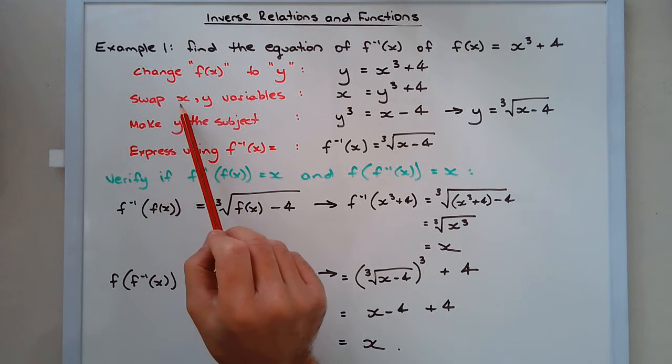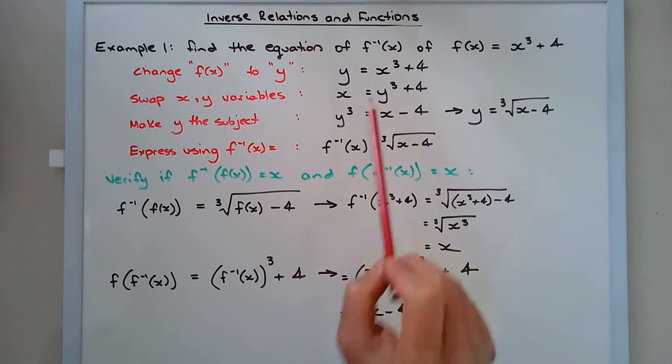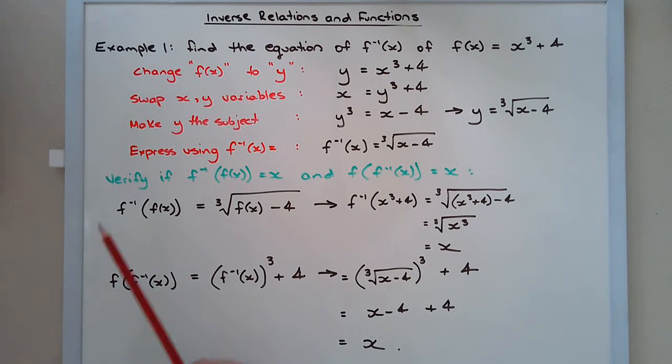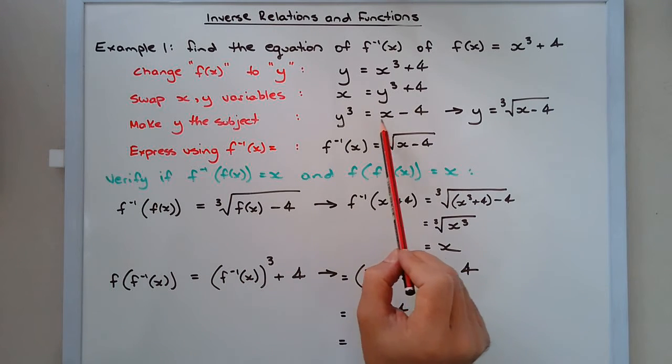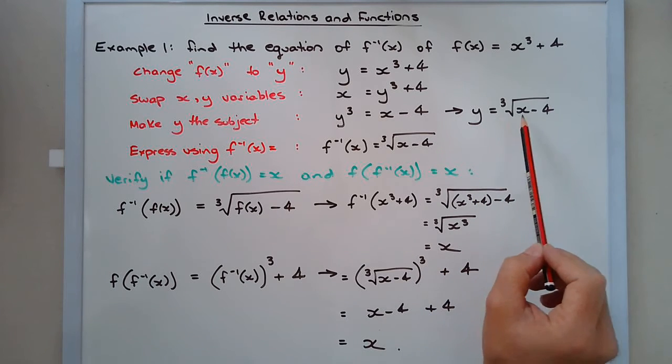Next, swap the x and y variables around. So where you see y, replace it with x, and where you see x, replace it with y. Next, we make y the subject of the formula. So y cubed equals x minus 4. Taking the cube root of both sides, we have y equals the cube root of x minus 4.